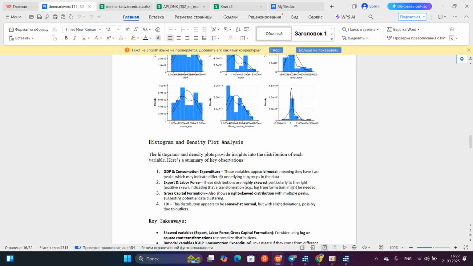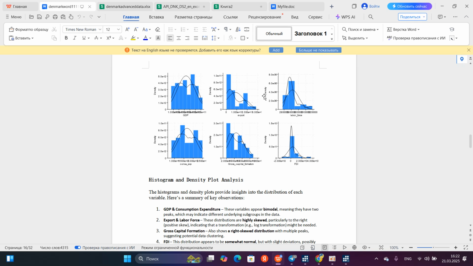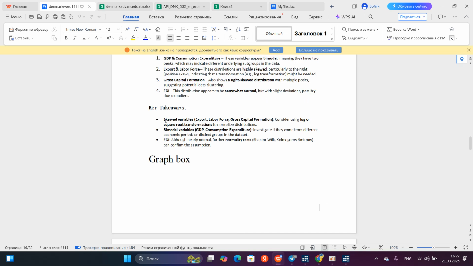And the export and labor force distributions are highly skewed, particularly to the right, a positive skew, indicating that a transformation might be needed. Log transformation. We need a log transformation in Stata in order to correct the data. Export and labor force. You can see them in our graph, and key takeaways. Skewed variables: export, labor force, gross capital formation. Consider using log or square root transformation to normalize distributions. Actually, why have I written key takeaways? If you have such issues with your data, you can take these tips into account.